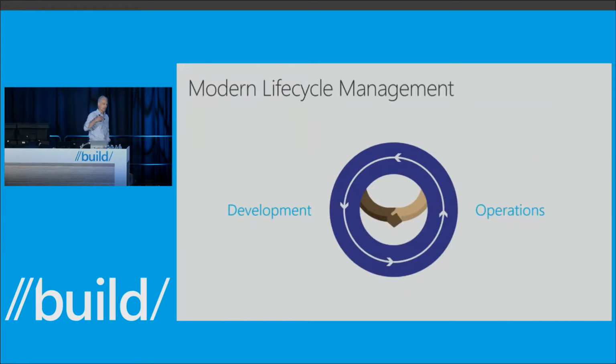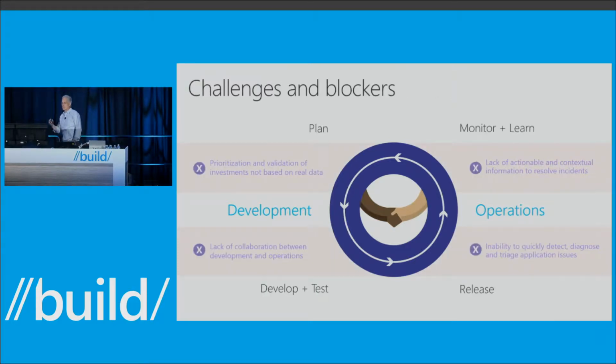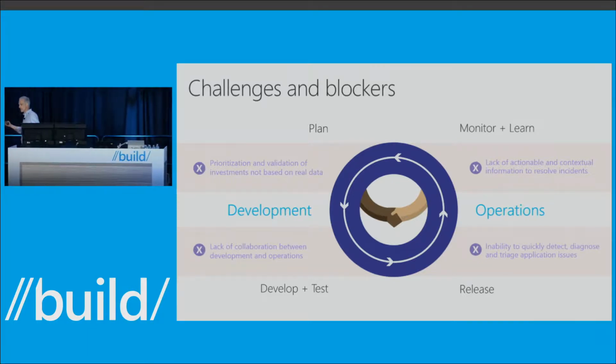So the modern application lifecycle is this trade-off between development and operations: actually creating the application and running it. It has a lot of challenges as you go through the cycle of plan, develop, test, release, monitor, and learn. If we start in the upper left, the first thing you need to do in planning is prioritize what you're going to do in this next iteration. What are the features I need to build, or improve, or the things I need to deprecate? The challenge is it's hard to do that today if it's not based on actual real data. Then you've got the challenge of collaborating between development and operations.